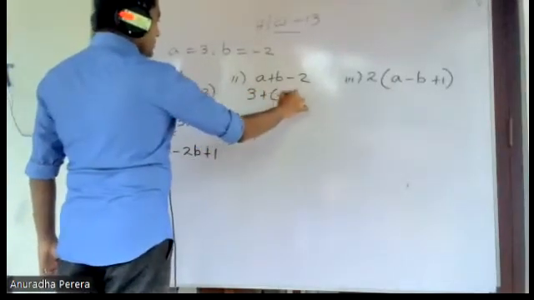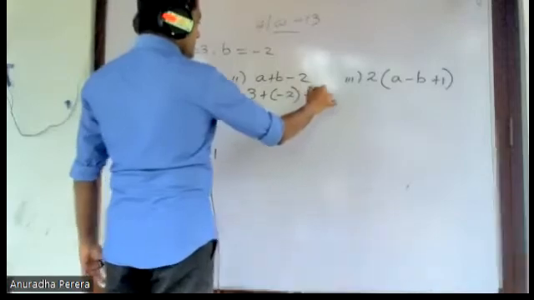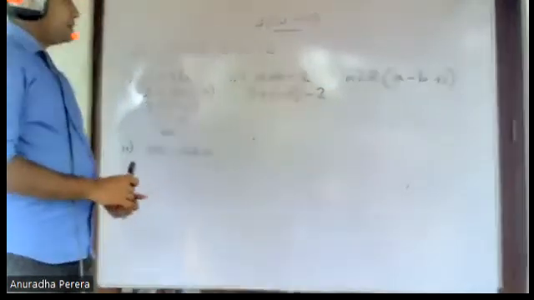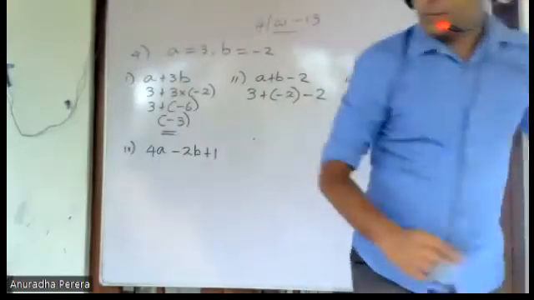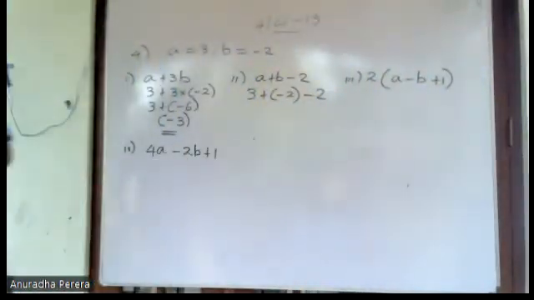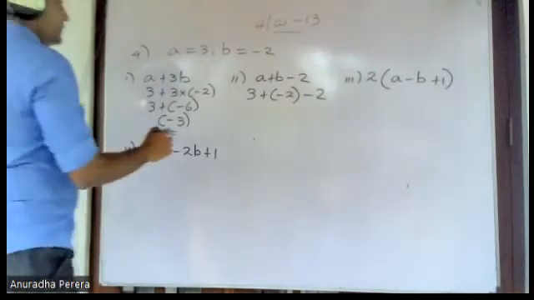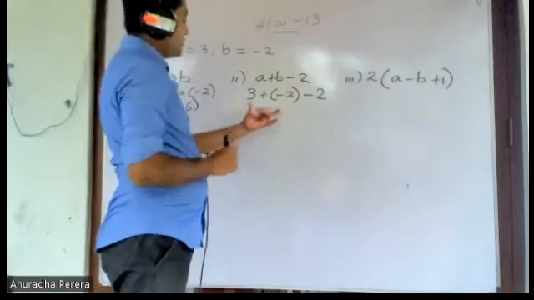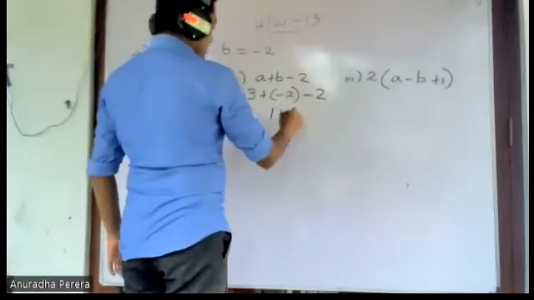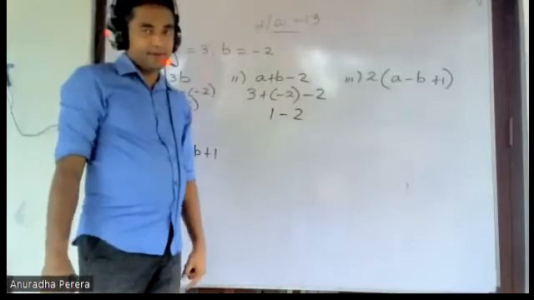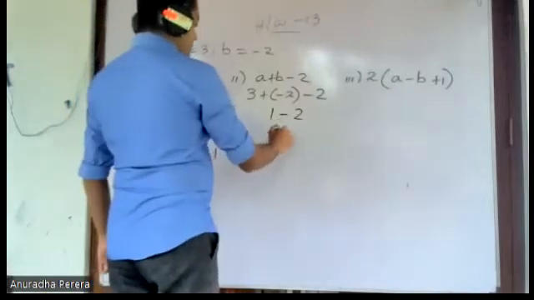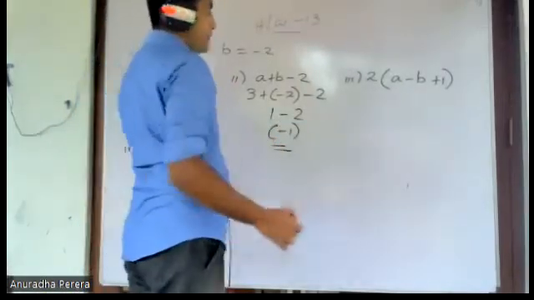The second one, A is 3, B is -2. Minus -2. Then what is the value for the first two values? -1. Two values with different signs. The answer for the first two is +1. Plus 1. Then 1 minus 2. The final answer is -1. Next one.